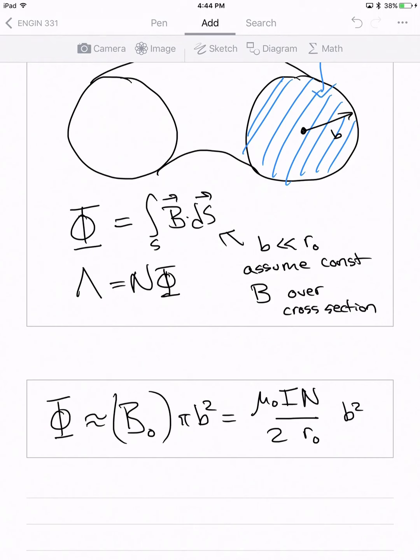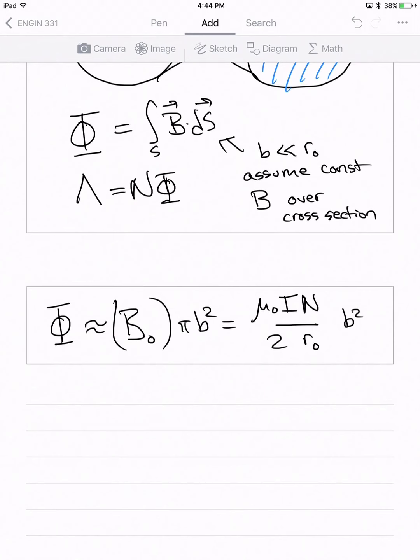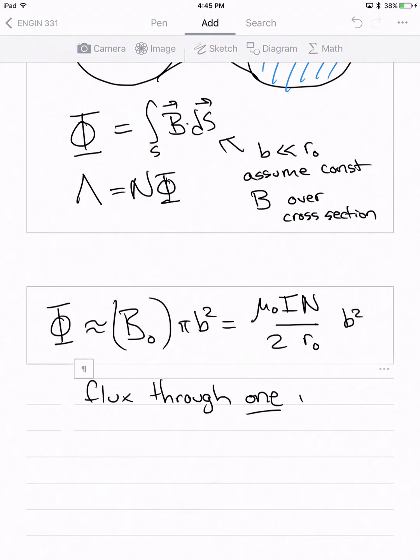That's for the flux. Now, that's the flux through one winding. We have N windings.